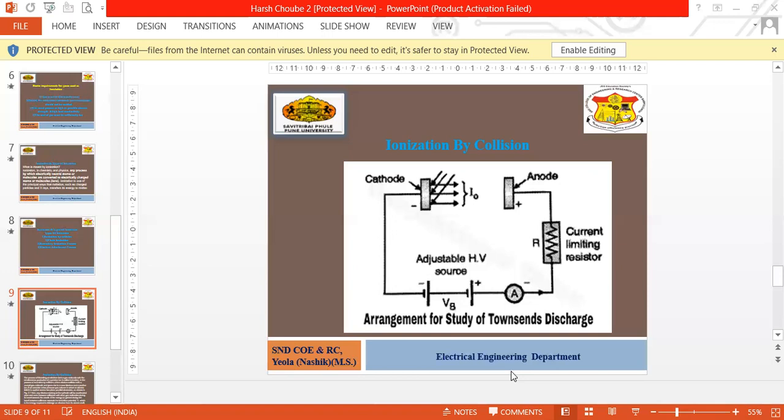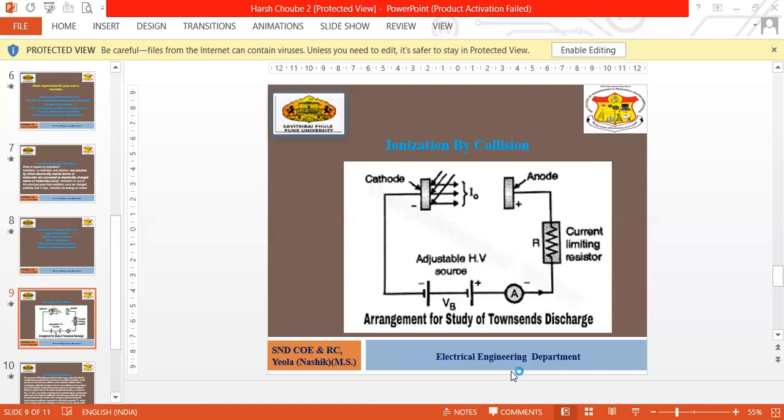This Townsend's theory is also going to be important. We'll see in the next lesson what Townsend's theory for ionization is, because there are two main theories: Townsend's theory and the Streamer theory. So firstly, here it is Townsend's theory.